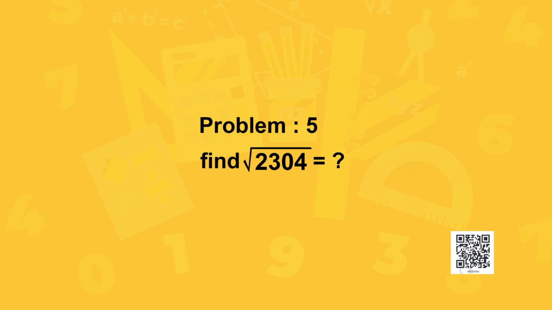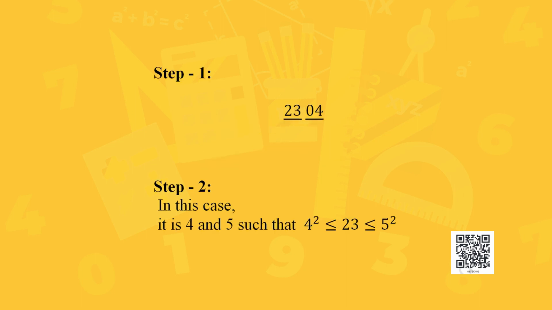Let's try to find out the square root of 2304 by using the same trick. As step 1, let us put bars for every 2 digits from the units place. So there is a bar under 04 and there is a bar under 23. So observe the left extreme bar, we have the number 23.